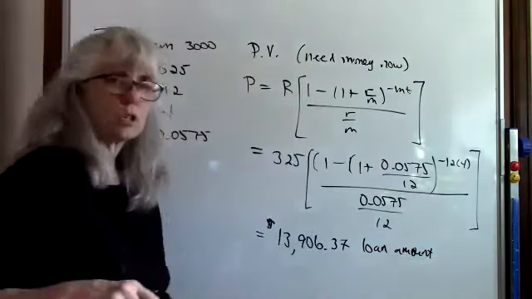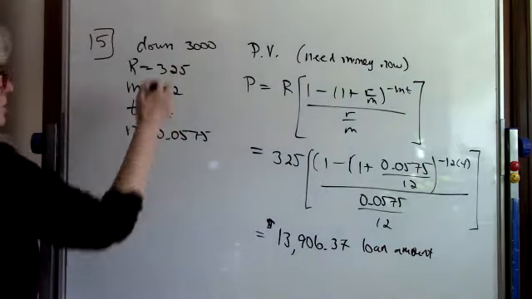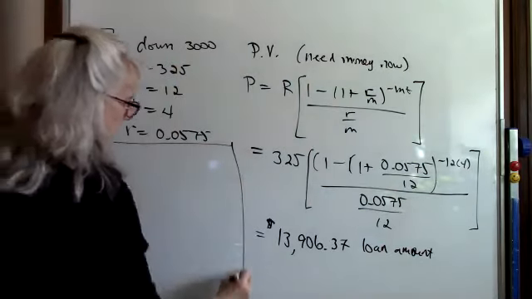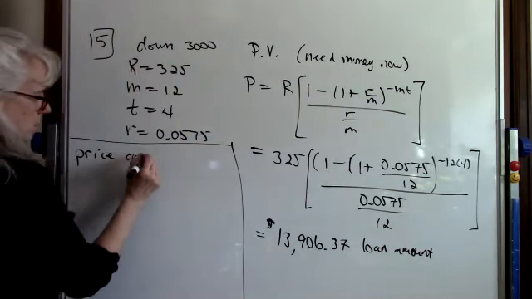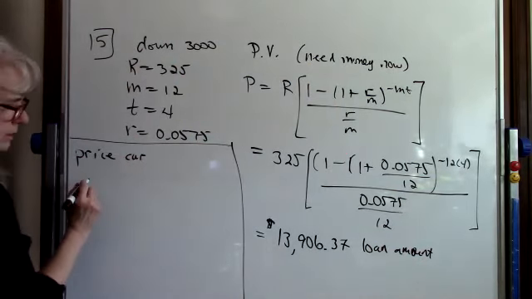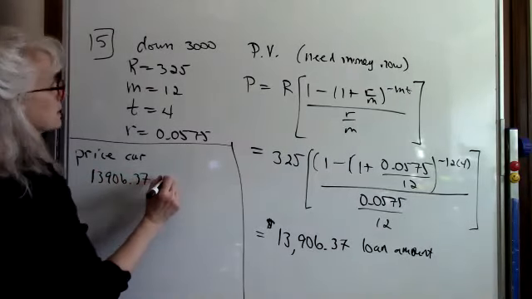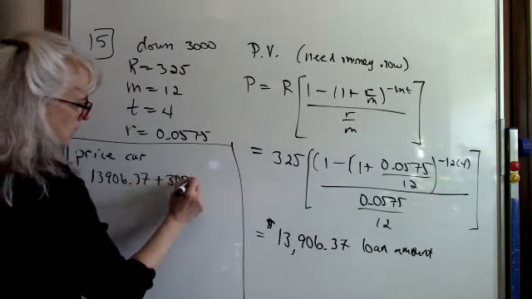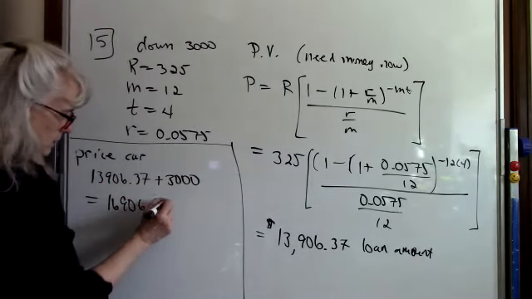They want to know how much he's paying for his car, what the purchase price of the car is. Well, don't forget he put $3,000 down. So we're going to figure out the car price. We're going to add those two together. So the car price is going to be the $13,906.37 plus that extra $3,000 as a down payment. So he bought the car for $16,906.27.